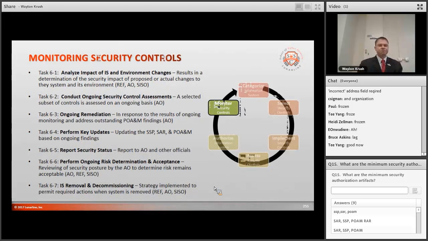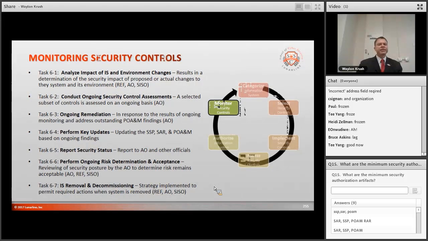So, ongoing remediation. You're always going to be updating your plan of action and milestones, and then updating your system security plan. And when you're doing these tests, you're going to put instances of test results, I call them small SARs, for all your SIAs. You're going to perform key updates to all the documents, talked about that.